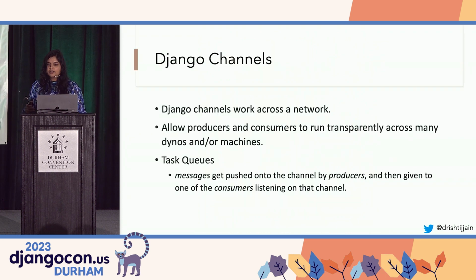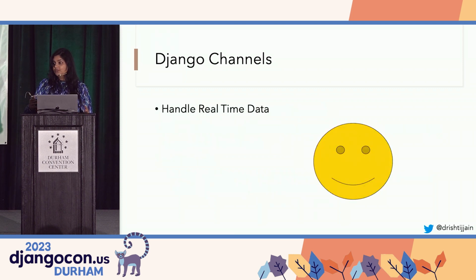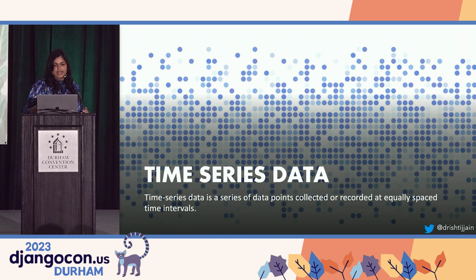Now, Django Channels work across a network. They allow producers as well as consumers to run transparently across machines. And they make use of a concept called task queues. Task queues actually help you send messages through the producers to the consumers and back again. All of this makes it very, very usable for Django to handle real-time data. And once we know we can handle real-time data, we are all happy, because handling real-time data is the future and we observe it in any and every task we do. Along with real-time data comes a lot of time series data.